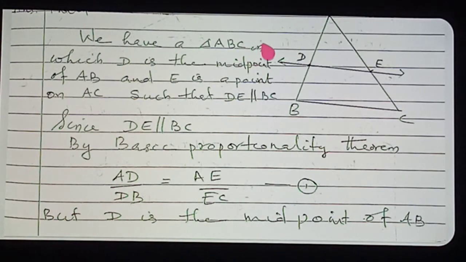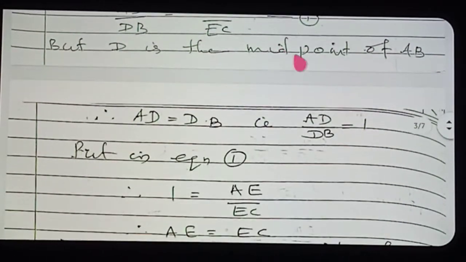We can see what is written here downside. Next point, right? D is the midpoint of AB. Therefore, what can you say? AD is equal to DB. Therefore, what is the ratio of AD by DB? AD by DB is equal to 1. So, we will put in the equation number 1. So, in the place of AD by DB, you apply the value 1. So, 1 is equal to AE by EC.